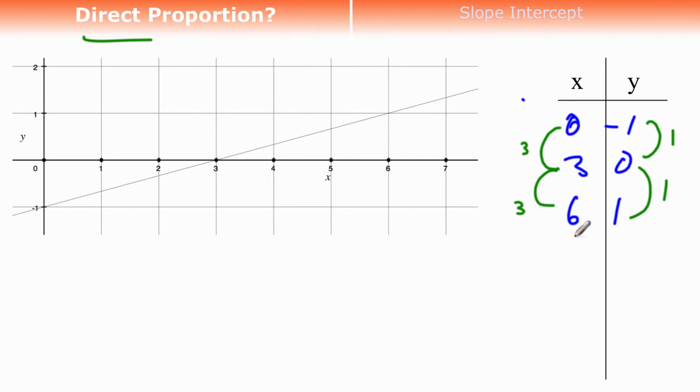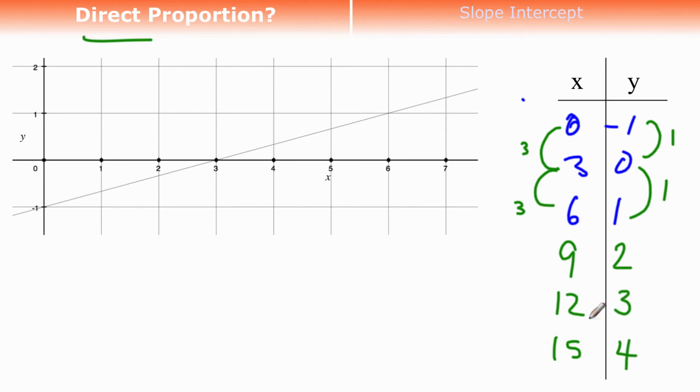Just for interest's sake, see if you can figure out what the next 2 points would be. Press pause, try it. Okay, hopefully you said, well, this goes up by 3, this goes up by 3, got to go up by another 3, and another 3, and another 3, etc. This one goes up by 1, this one would go up by 1, go up by another 1, go up by another 1.